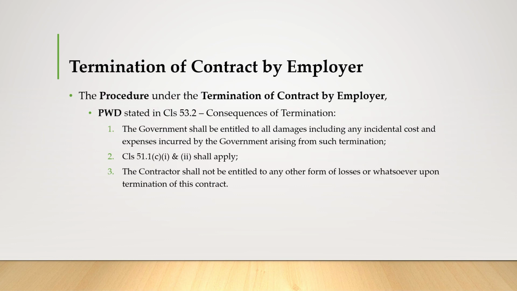In the PWD, the procedure is stated in clause 53.2, consequence of the termination. The government shall be entitled to all damage, including any incidental costs and expenses incurred by the government arising from such termination. So the clause 51.1c 1 and 2 shall apply. So the contractor shall not be entitled to any other forms of losses whatsoever upon the termination of this contract.